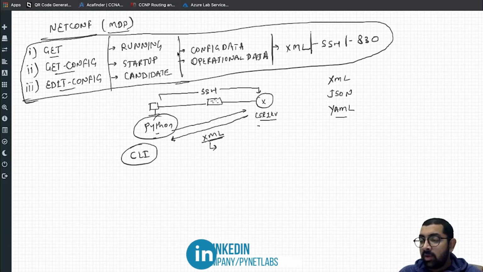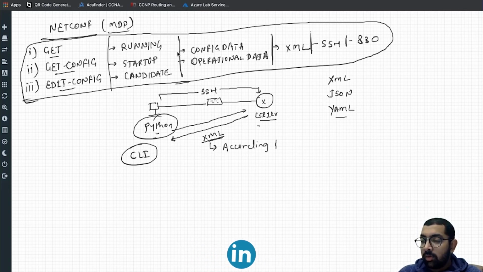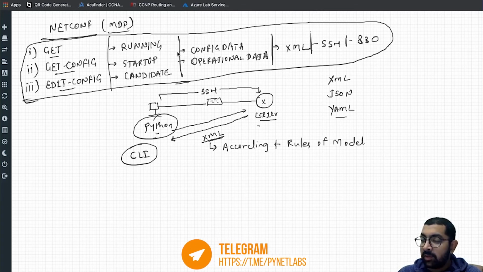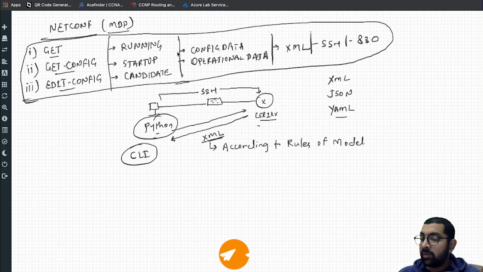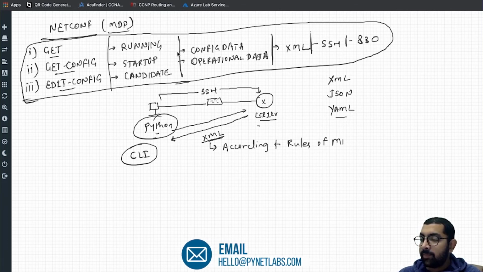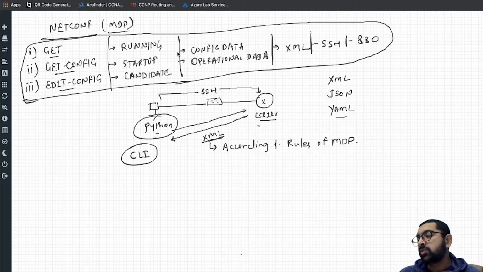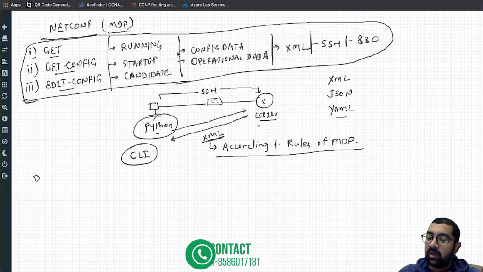Okay, but the information that you will be seeing in XML will be according to the rules of model driven programmability, or you can say MDP. And in order to understand what all these rules are, you first need to understand something called data modeling.